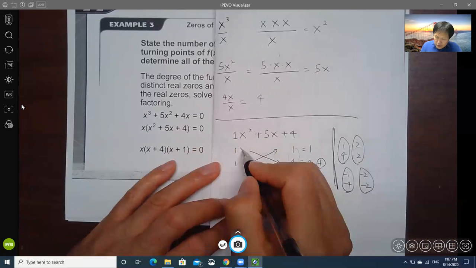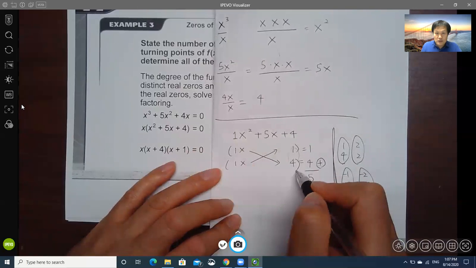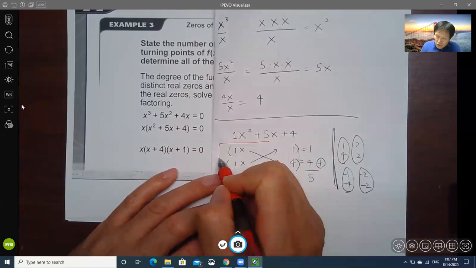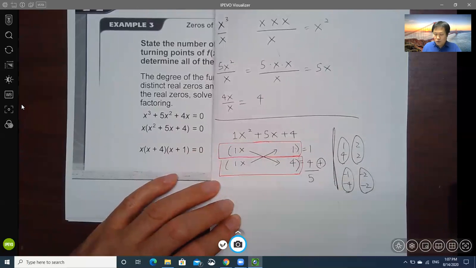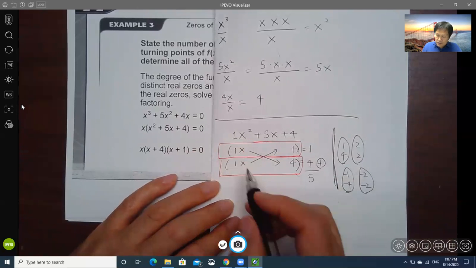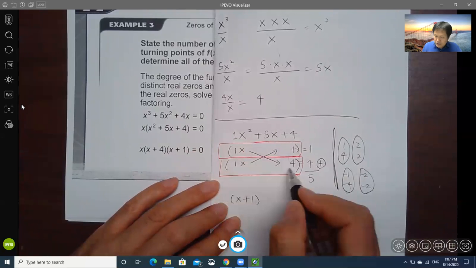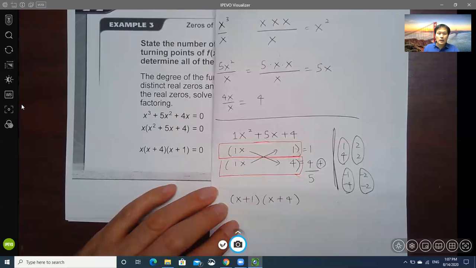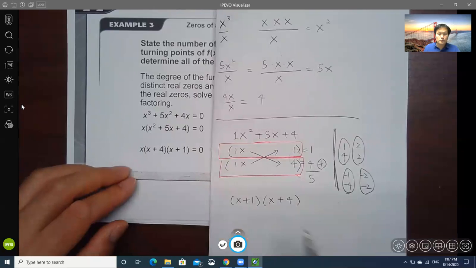So put x here, with a parenthesis. When you write the answer, please write it as top floor, bottom floor. Don't write the answer in the cross. So x plus 1, x plus 4 on the bottom floor. That's how you factor from here to here.